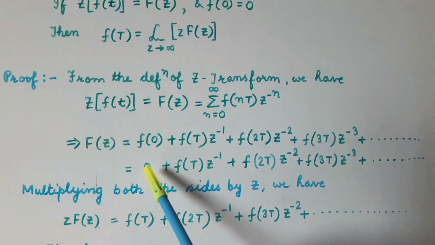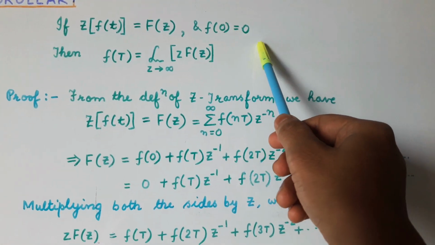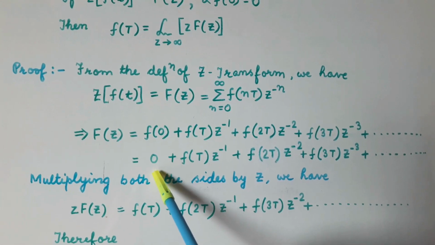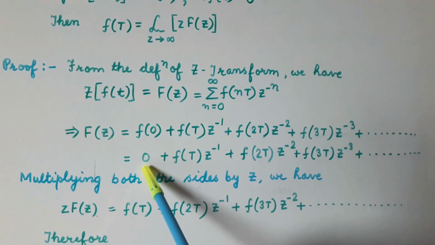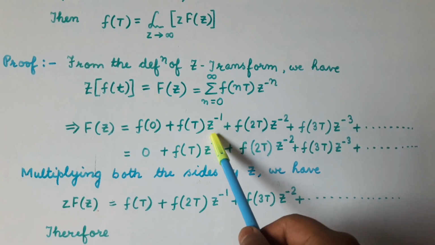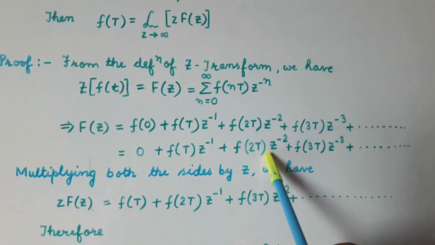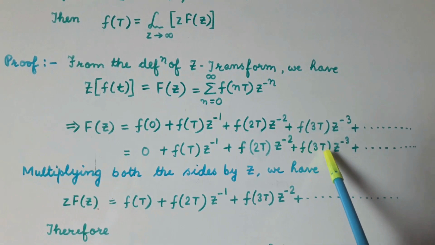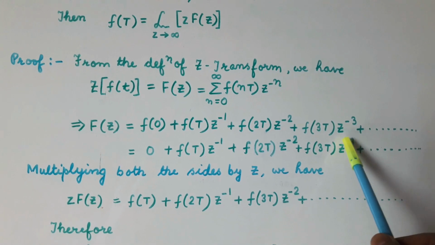And it is given that f(0) is 0. So we will substitute the value here of f(0) equal to 0. So we have F(z) is equal to 0 plus f(T) z to the power minus 1 plus f(2T) z to the power minus 2 plus f(3T) z to the power minus 3 and so on.